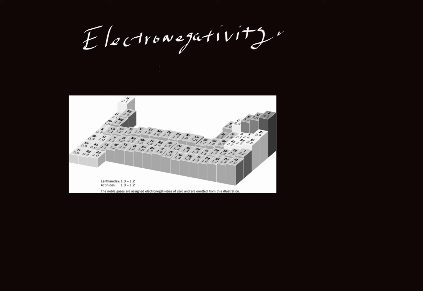We'll look at the quantitative aspects of electronegativity a little bit later, but I just wanted to show you here how electronegativity varies across the periodic chart. So first, let's start with the definition. What is it? Qualitatively, electronegativity is a measure of the ability of an atom to attract an electron to itself.